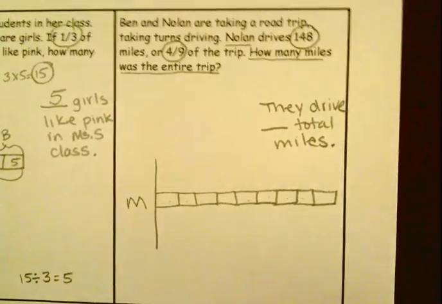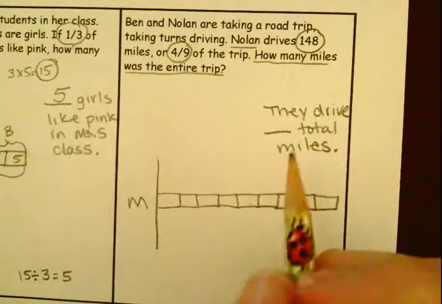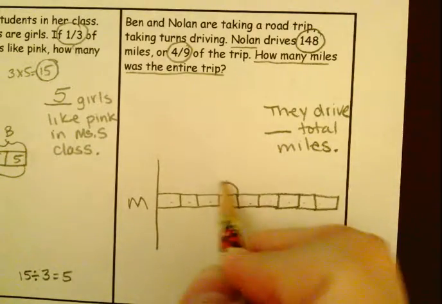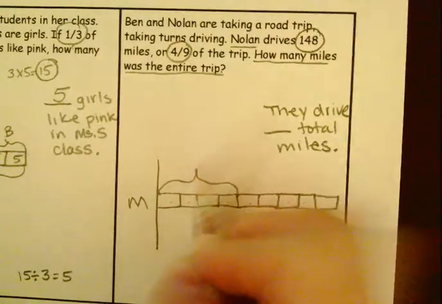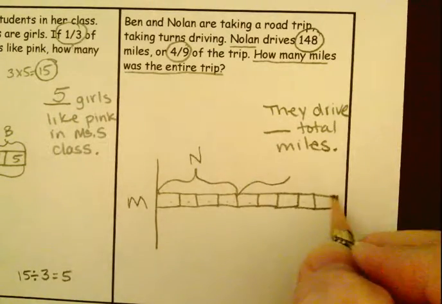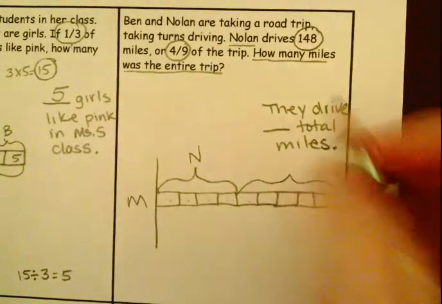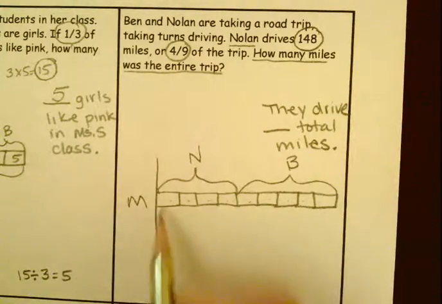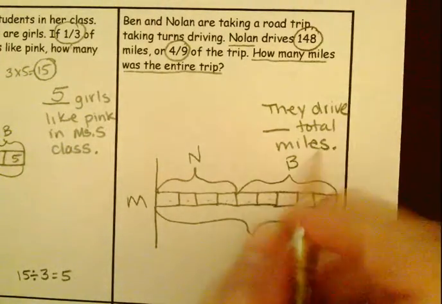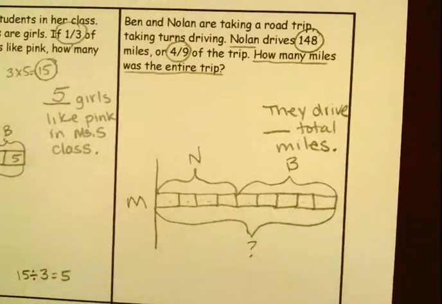Had to double check. All right, now I know that Nolan drives those 4/9, so we have 1, 2, 3, 4. So these are the ones that Nolan drives, and then these are the miles that Ben drives. But what I need to know is how many miles were total. So that is my question there.